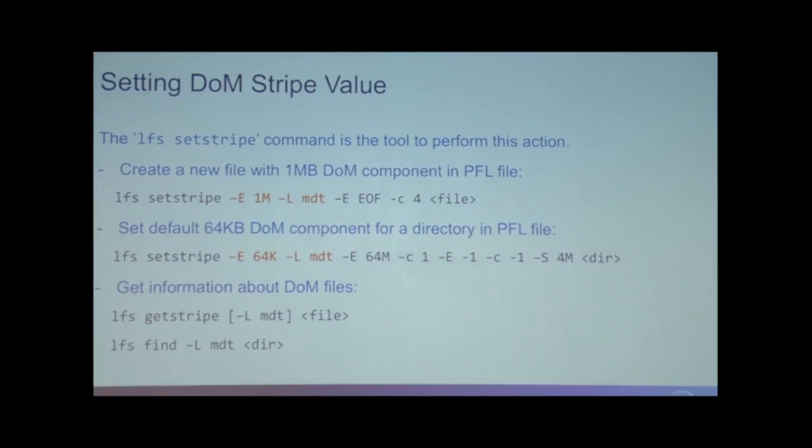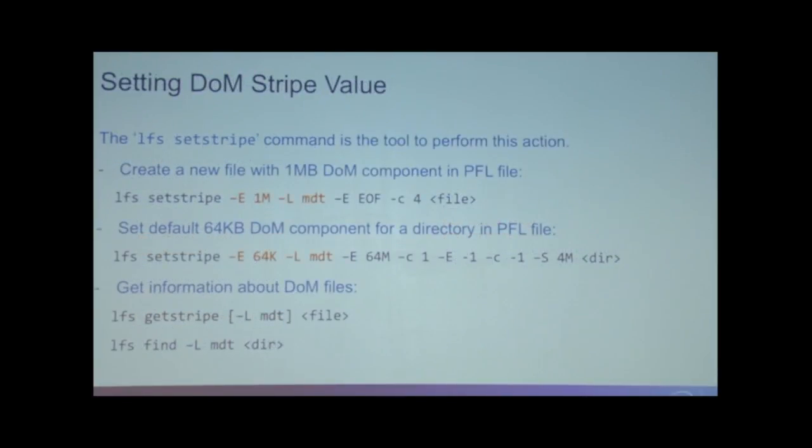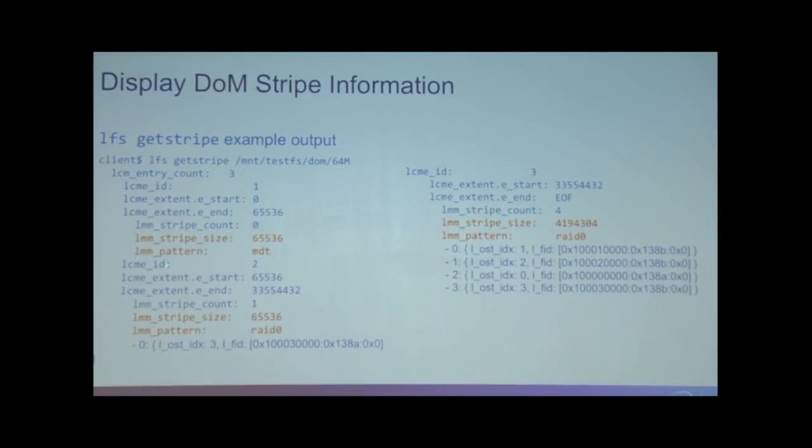And to get information about DOM files, we use lfs getstripe. You see there's now a -L MDT option, as well as lfs find with -L MDT. And I believe we have an example coming on the next slide. So if we go back for a second, the next slide will show the example of getstripe on this create right here, where it's creating it for a directory. And you'll see now the stripe size of 64K and the pattern set to MDT as opposed to RAID 0 for the other components that are residing on the OST.